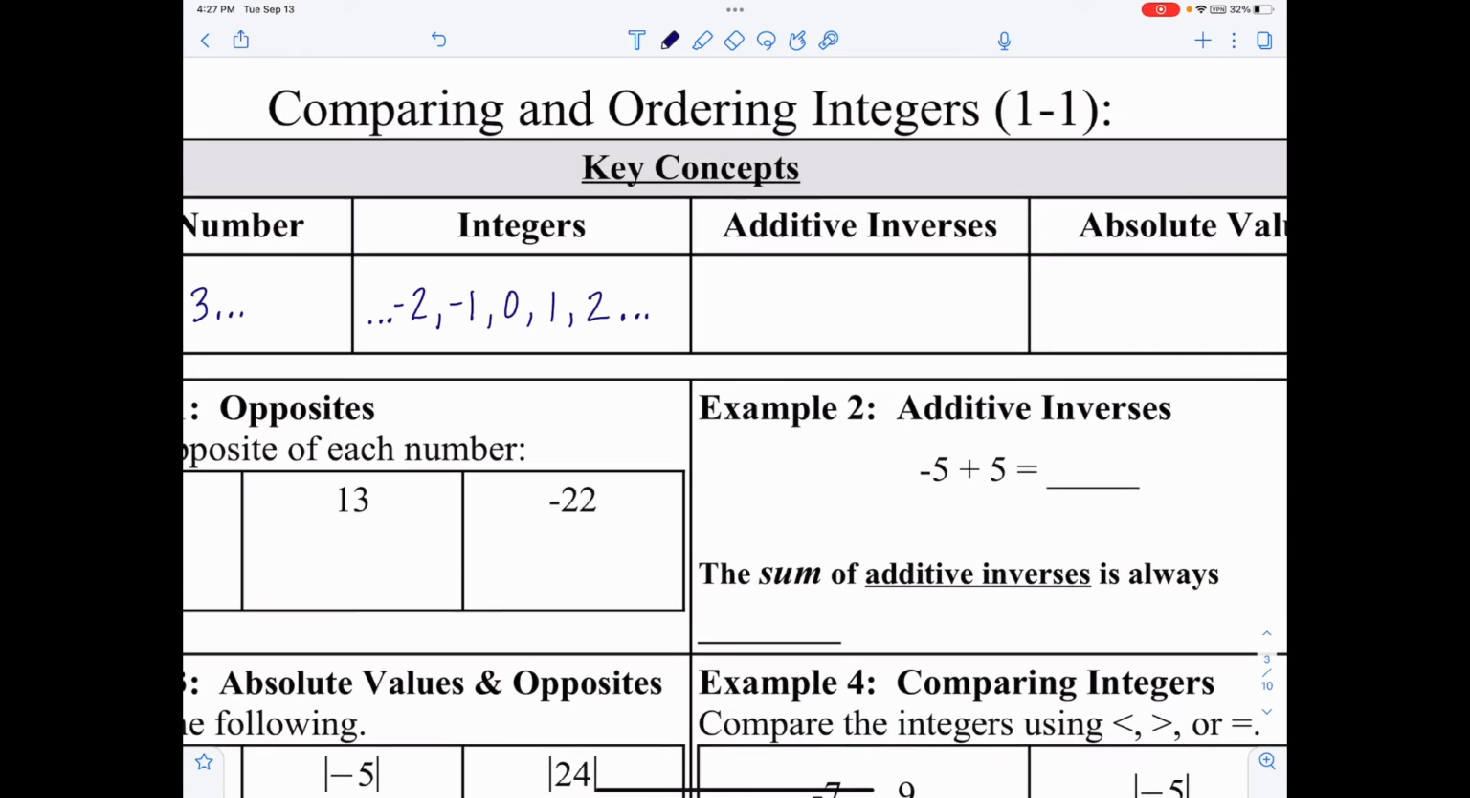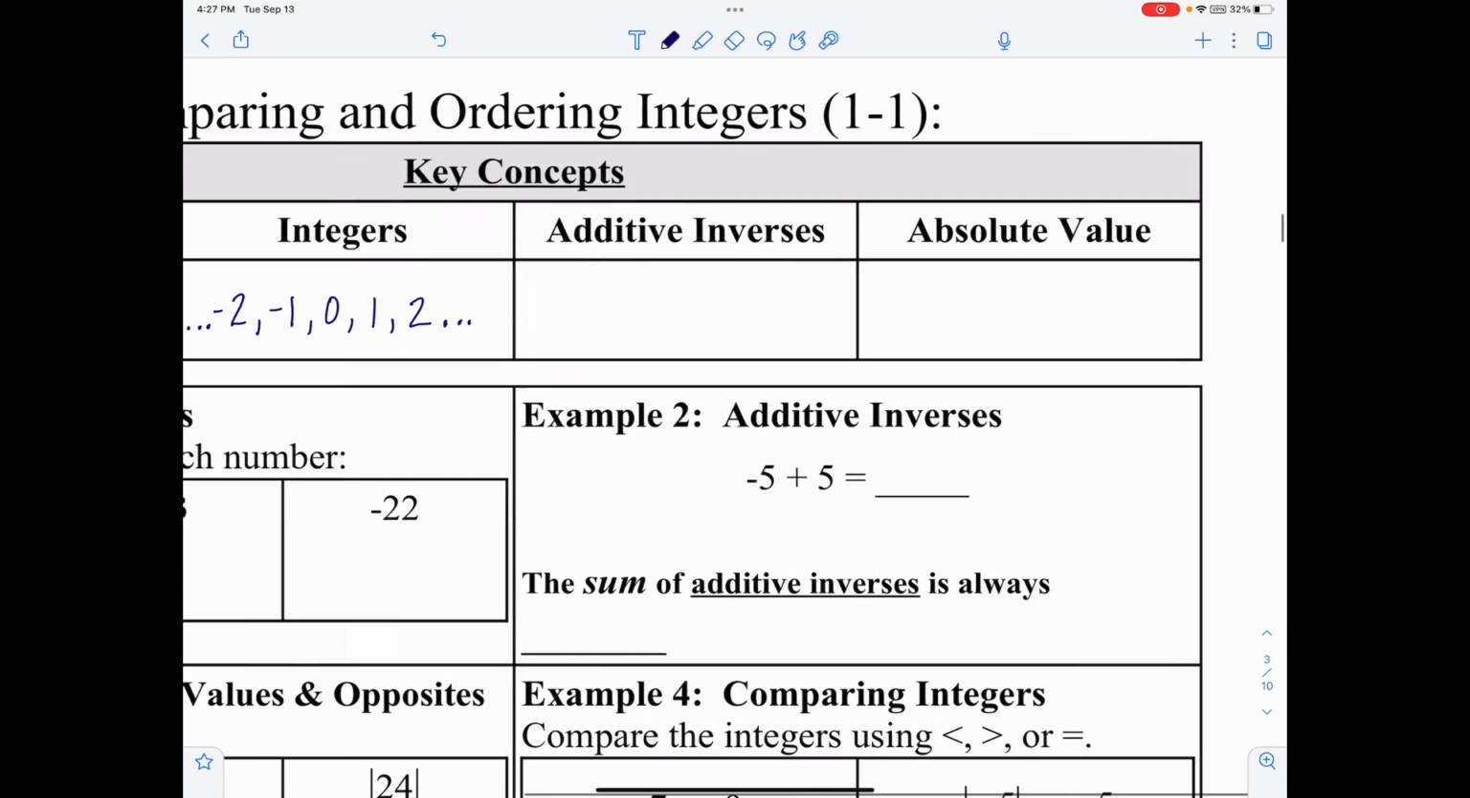Okay. Our next key concept is additive inverses. What I want you to think about with additive inverses is to break this down. We're using the word add here. And then inverses, like we talked about with the integers, the inverse of 1 is going to be its opposite of -1. So we're adding inverses, and that's what that means.